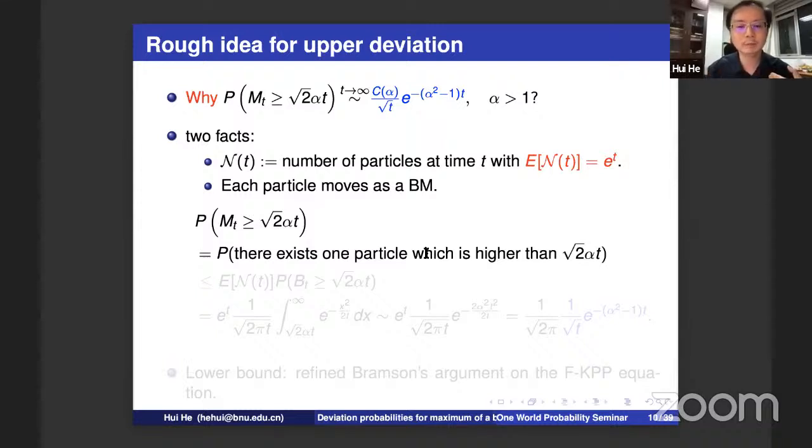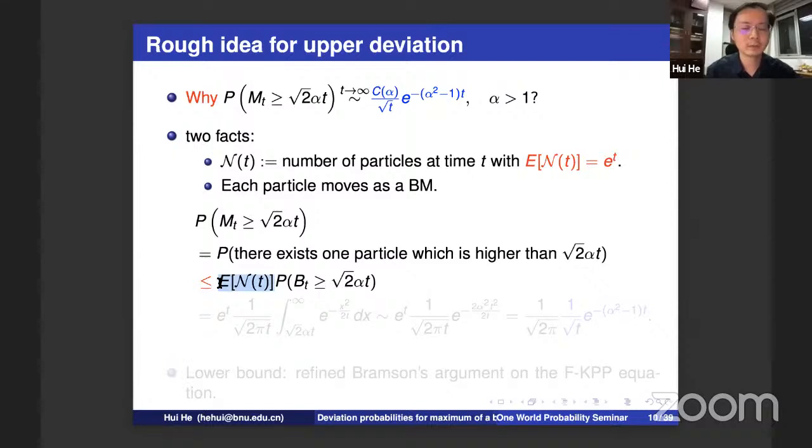However, according to the union bound, if we want to know the upper bound of this probability, it could be bounded by the summation of all probabilities that each particle's position is higher than square root of alpha t. So this could be bounded by the total number of particles times the probability that each particle's position is higher than this value. And we use these two facts.